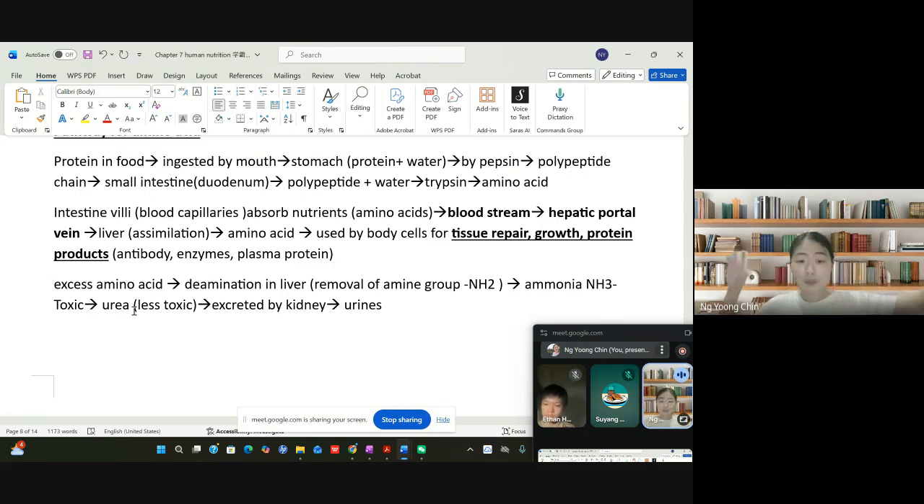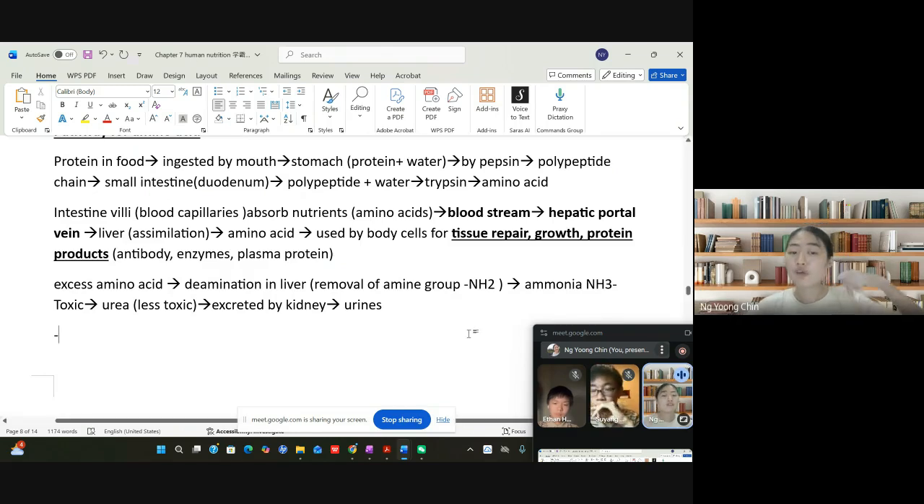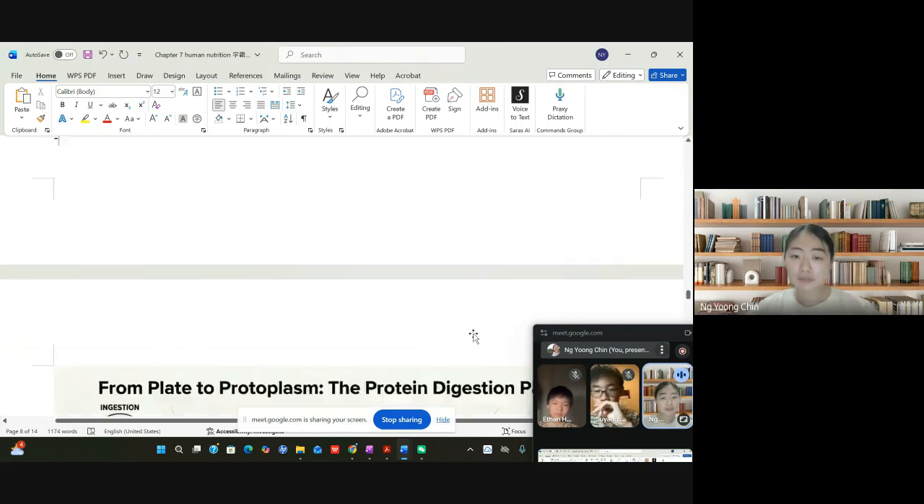So this process also happens in the liver. That's why the liver produces urea, not the kidney. Later the urea will be excreted by the kidney in the form of urine. That's all. Just remember that your body cannot store excess amino acids. Excess amino acids will be discarded from your body through deamination by the liver, in the form of urea excreted out by the urine.